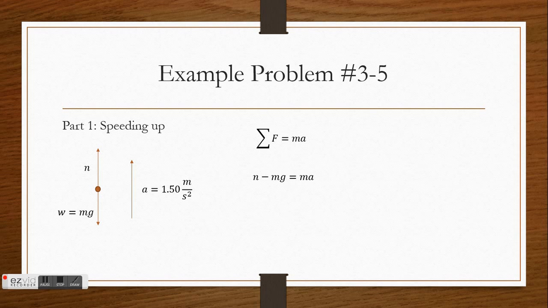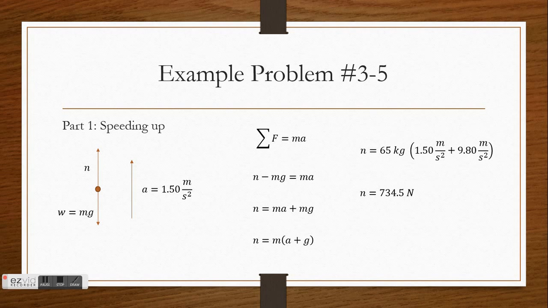So if we solve this out, normal force is equal to ma plus mg. So normal force is equal to m times (a plus g). So if I plug in the values, 65 kilograms my m, 1.5 meters per second squared my a, 9.8 meters per second squared, the acceleration due to gravity, I calculate a normal force of 734.5 newtons.